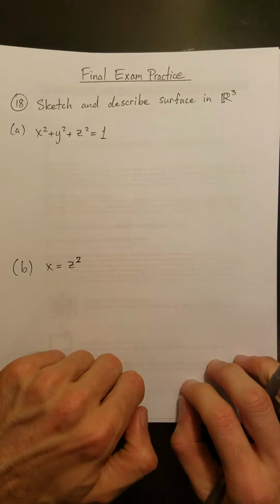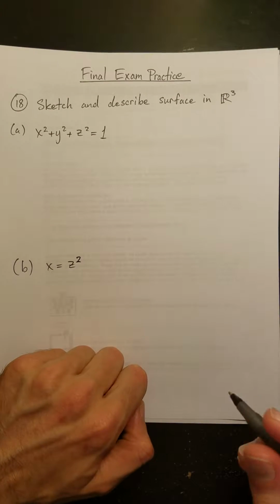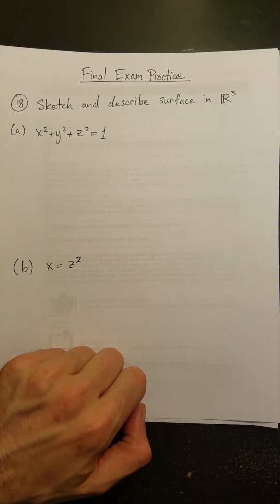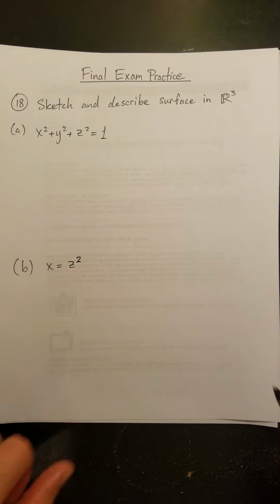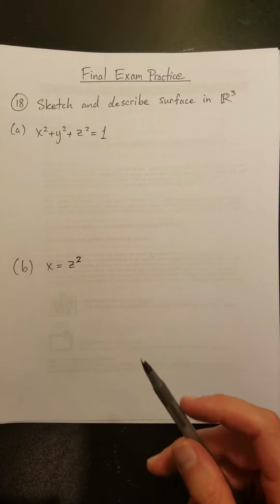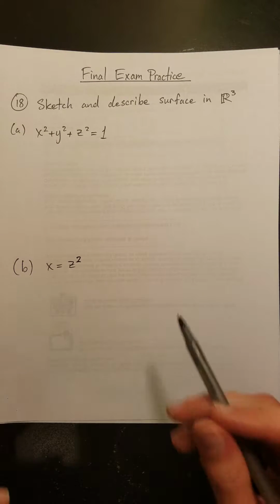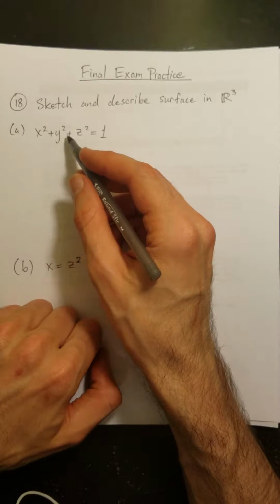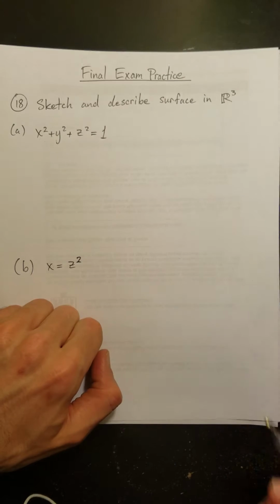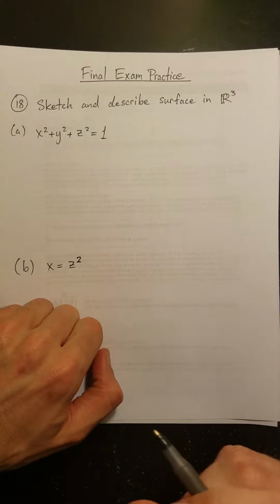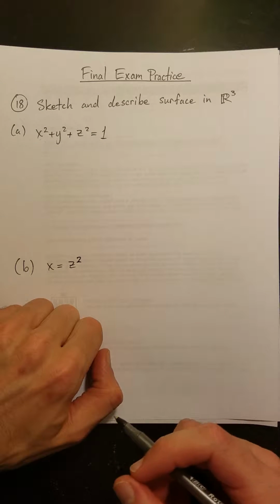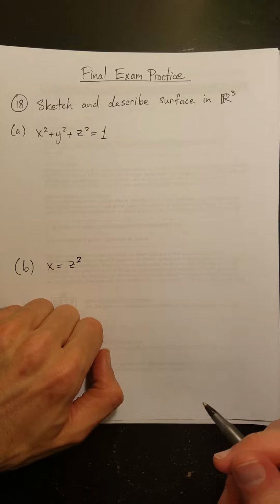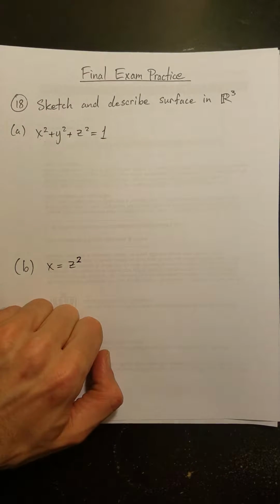All right, so we're on to problem 18 of the final exam practice. In this set of problems, parts A and B, we just want to sketch and describe the surface that the equations represent in R3. You should immediately see an equation like x squared plus y squared plus z squared equals 1, and know that this is just the equation of a sphere with center at the origin, 0, 0, 0, and with radius equal to 1.